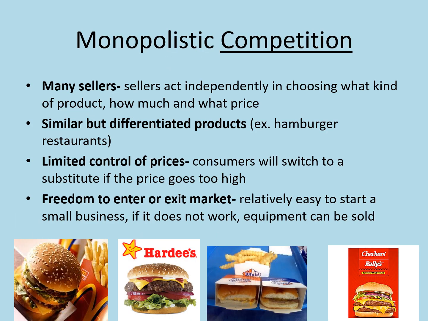The third type of market structure is what's known as monopolistic competition. The best example, as you can see from the bottom, are burger restaurants. There are lots of them, from McDonald's to Hardee's, White Castle, Rally's, Wendy's, Burger King, many more. There's a lot of them, and they act independently. They don't work together. That'd be illegal. That's called a cartel. They work together. They don't work together. They compete against each other, and that keeps prices fairly low.